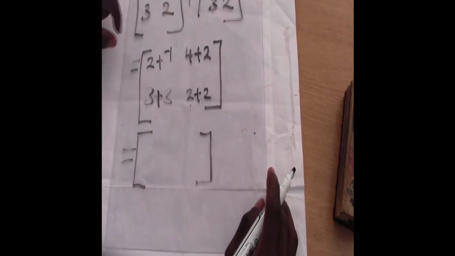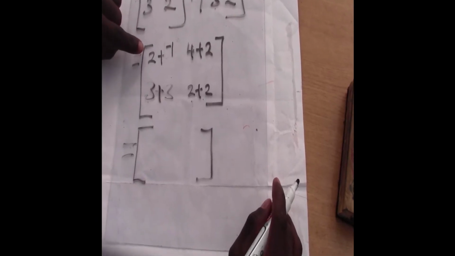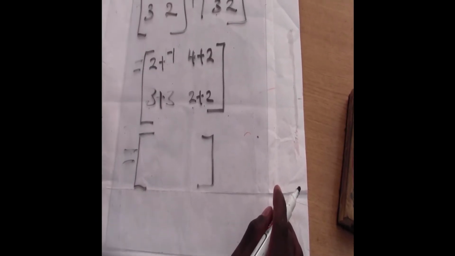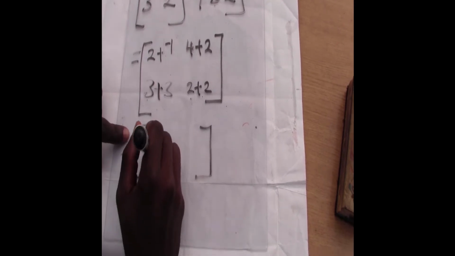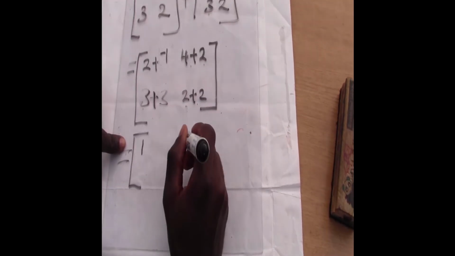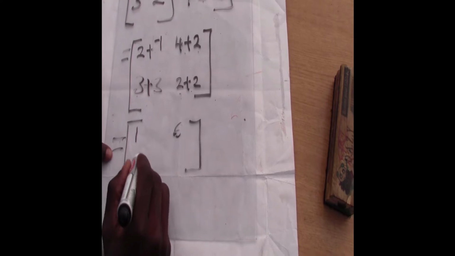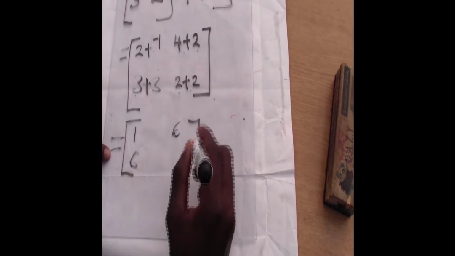Our next step will be computing this sum, which is 2 plus negative 1, which is 1. 4 plus 2, we get 6. And then 3 plus 3, we're going to get 6. And then 2 plus 2, we're going to get 4. So that marks the end of our addition of matrix. But we're going to do another example of addition of matrix.